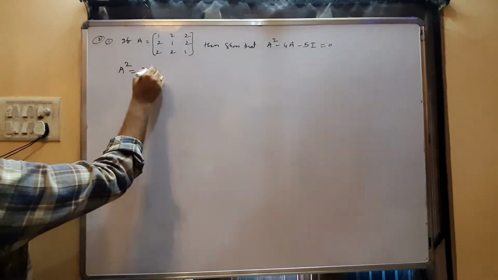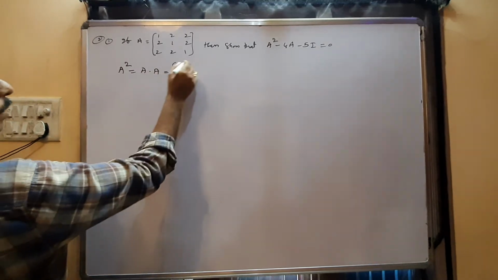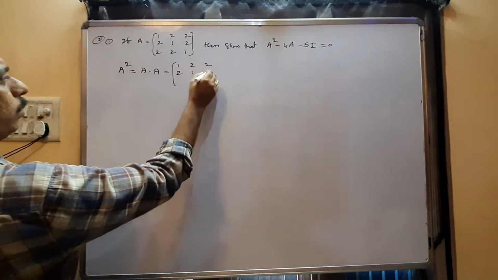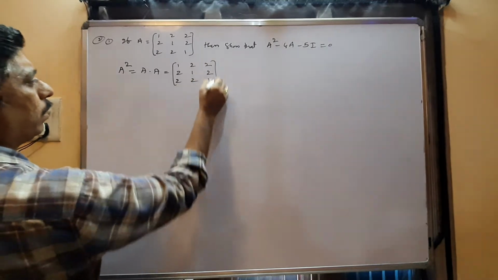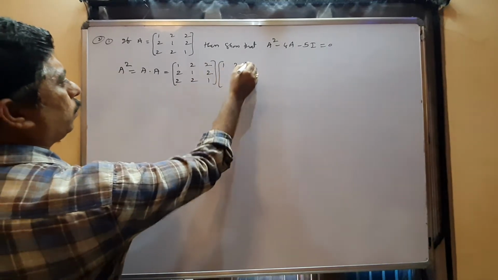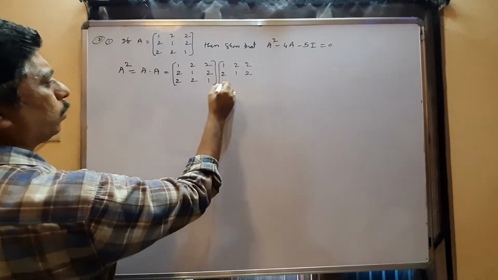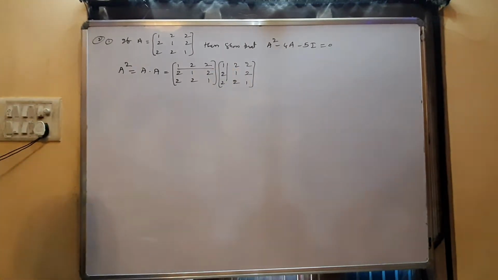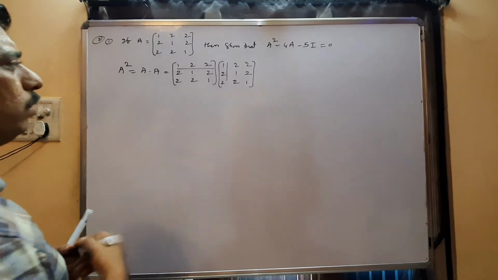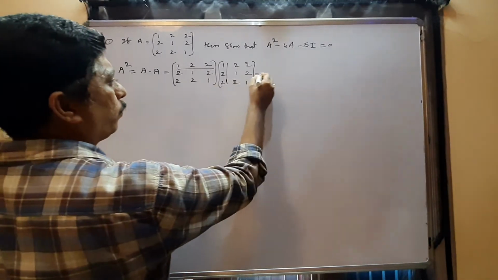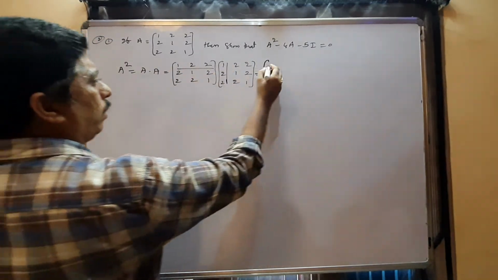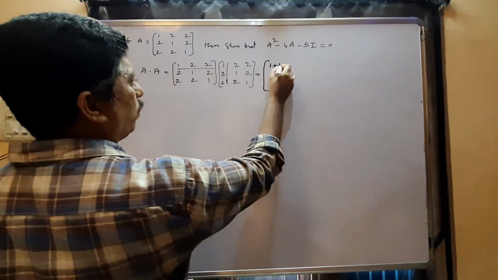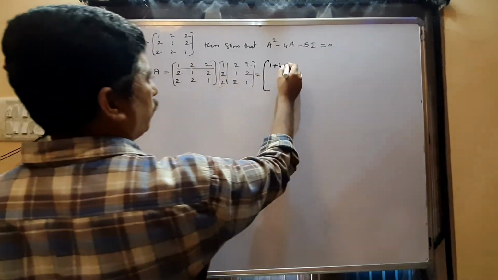A square means A into A. That is 1, 2, 2, 2, 1, 2, 2, 2, 1 into 1, 2, 2, 2, 1, 2, 2, 2, 1. Row into column, you have to multiply row into column. First row into first column: 1 into 1, 1, plus 2 2s are 4, plus 2 2s are 4.